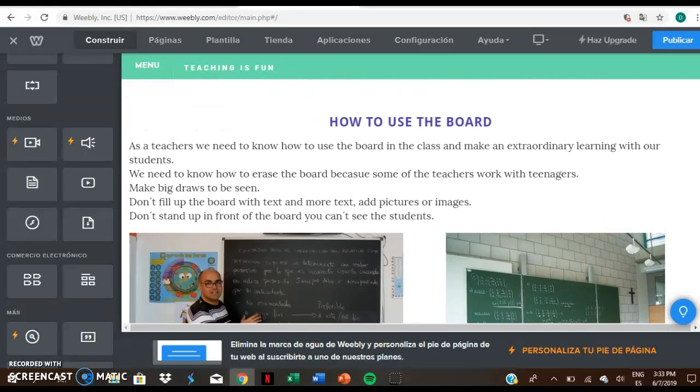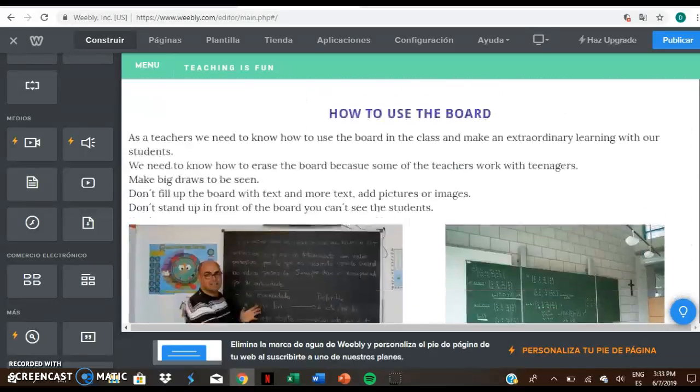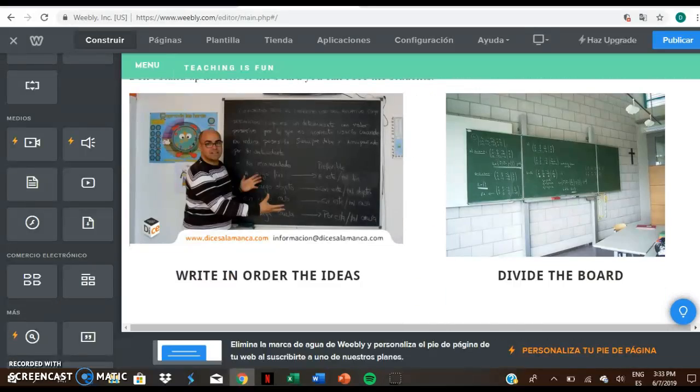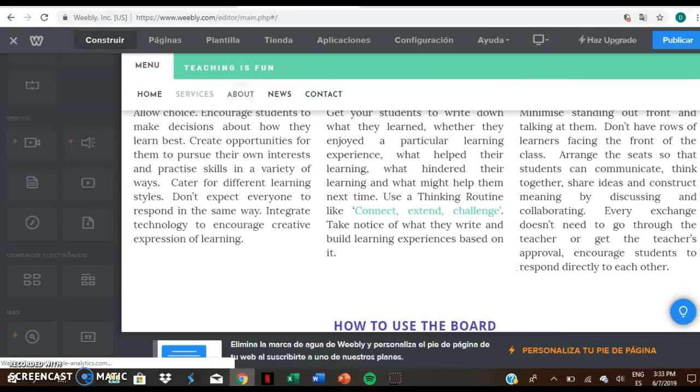Also, how to use the board is something really important that we really need to know, because sometimes we don't know how to use it, how to catch the attention of all of our students. And don't forget to write the ideas in order and divide the board. We always need to divide the board. Also, some information about what.